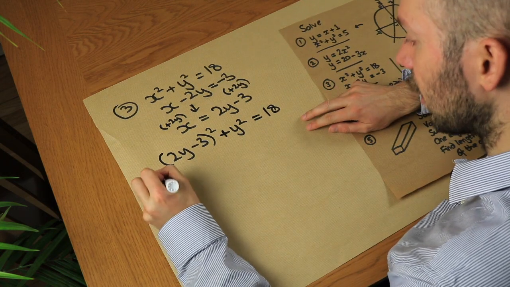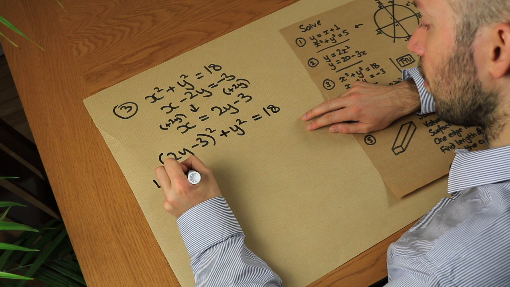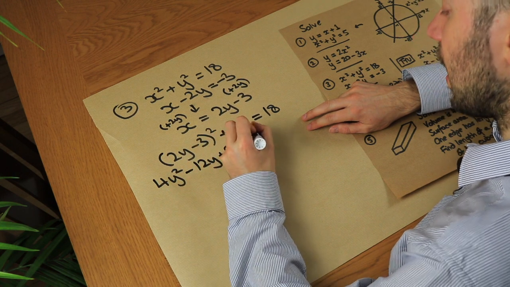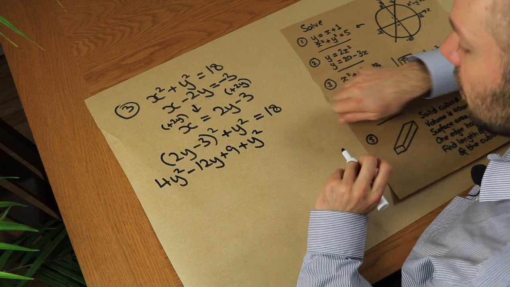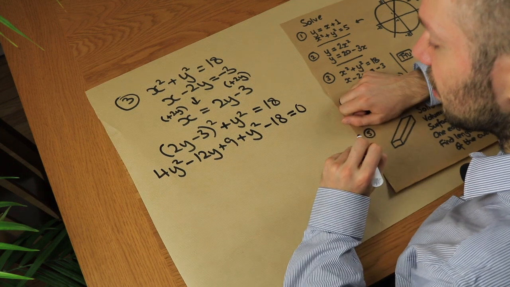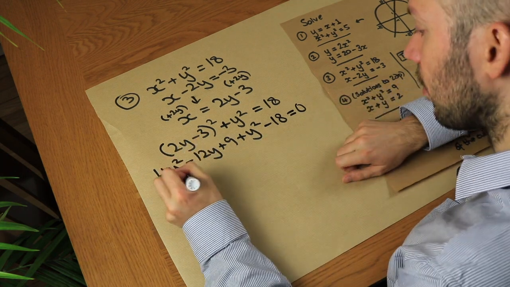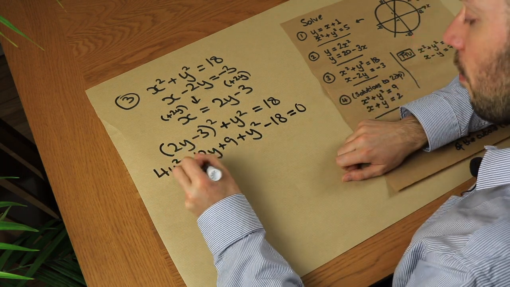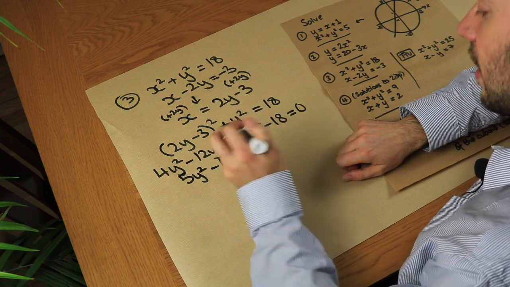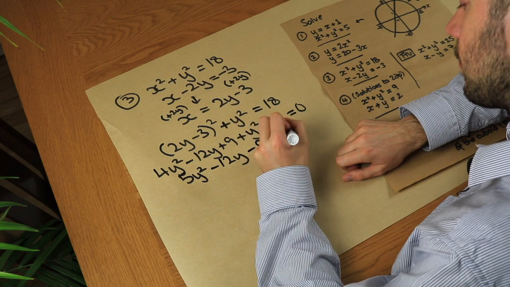I'm just going to do that quickly. You're going to get 4y squared minus 12y plus 9. And we've got plus y squared. And then we want 0 on one side because we're solving a quadratic equation. So we're going to minus 18 at the same time. And now let's just simplify a bit. We've got 5 lots of y squared. We've got minus the 12y here. And then we've got 9 minus 18, which is minus 9.